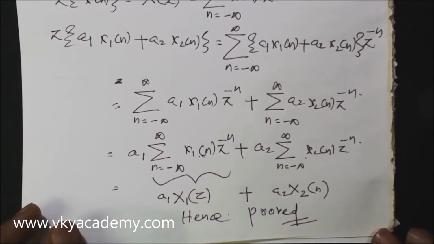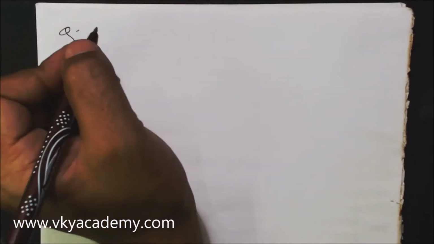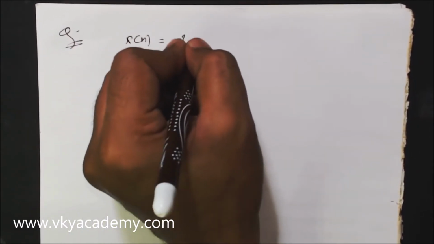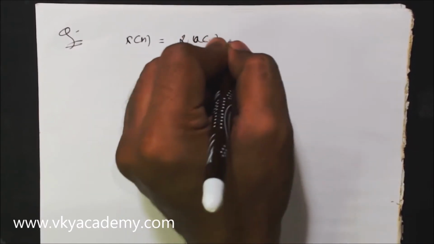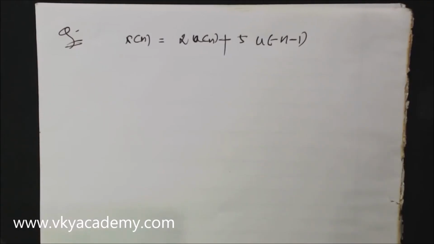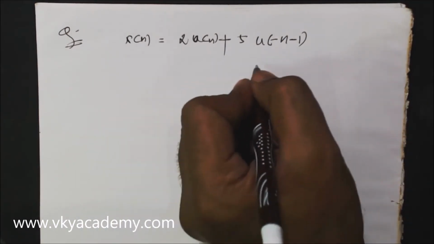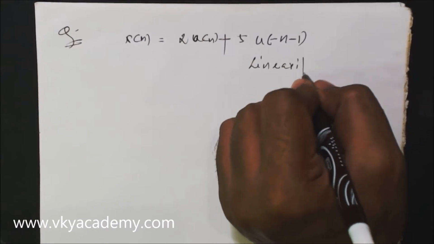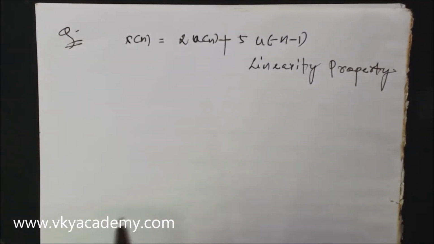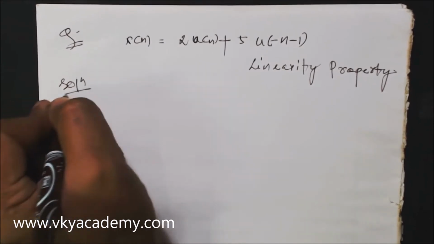Now let us see one numerical with the help of linearity property. Question is, determine the Z transform of x of n is equal to 2 u of n plus 5 u of minus n minus 1, with the help of linearity property. Now how to solve such type of questions?